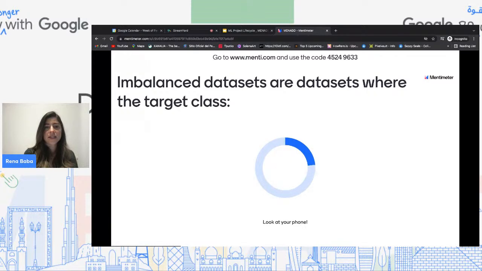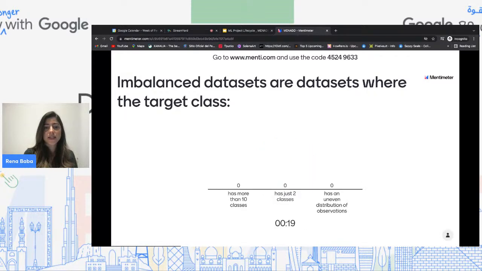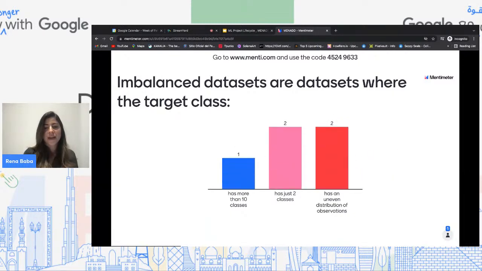Imbalanced datasets are datasets where the target class has more than 10 classes, has just 2 classes, or has an uneven distribution of observations. Time's up. Okay. So imbalanced datasets are datasets where the target class has an uneven distribution of observations.